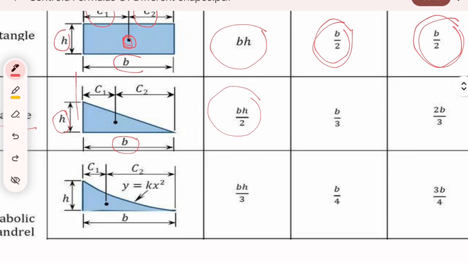If you base it from the left side, C1 is equal to 1/3 of the B. So this location C1 is 1/3 of the base. And of course, C2 would be 2/3. If one side is 1/3, the other side would be 2/3. So it would be 2/3 of B. So it is always 1/3 from the heavier side and 2/3 from the lighter side.